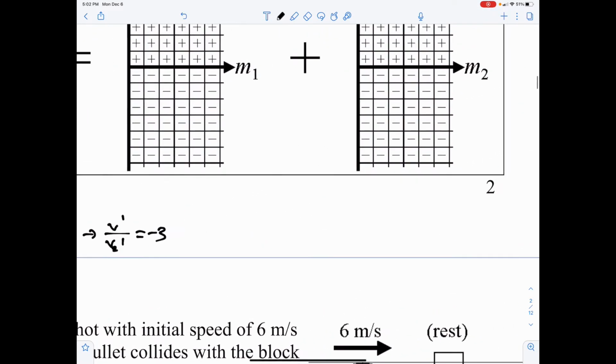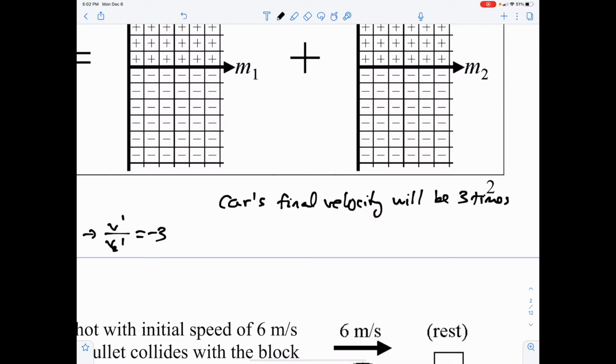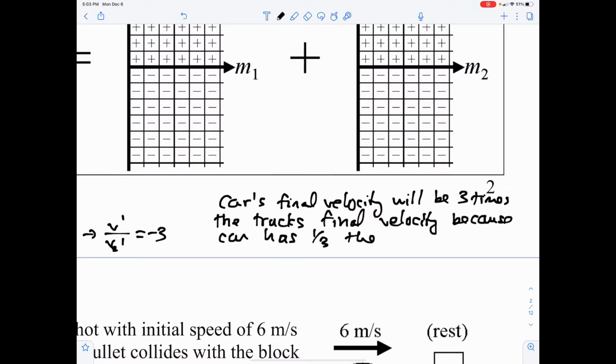Okay, and so what that means, the car's final velocity will be 3 times the truck's final velocity, right? And this is because the car has 1/3 the mass of the truck.